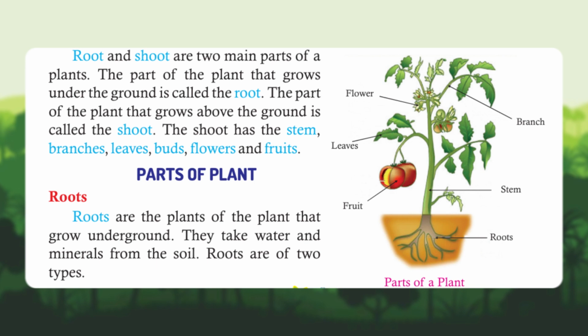Parts of plant. Roots. Roots are the parts of the plant that grow underground. They take water and minerals from the soil. Roots are of two types.